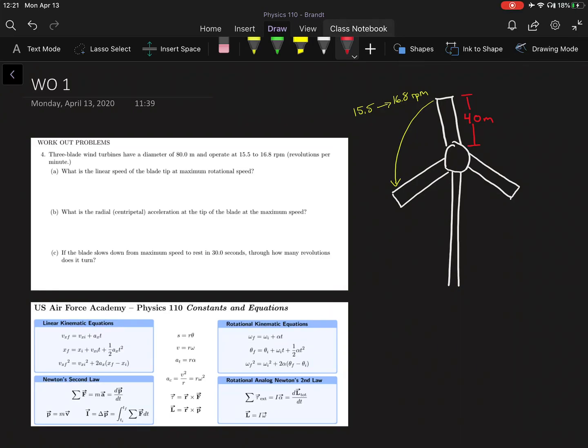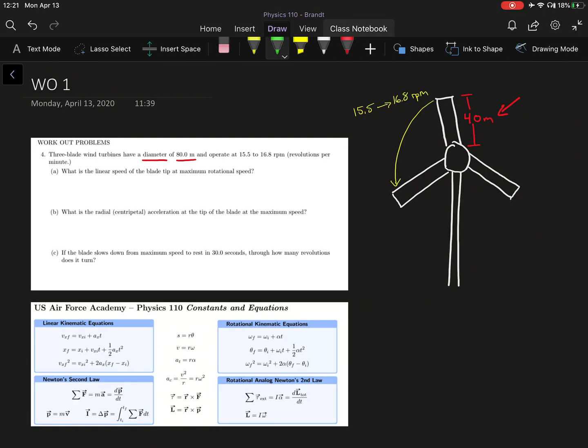All right, for workout one for lesson 25, we're going to walk through these. So first thing we know, we've got our wind turbine here. We've got the blades that are 40 meters because we have a diameter of 80 meters. So that means the radius is 40, which you can see here. And we're going to operate between 15.5 and 16.8 revolutions per minute.